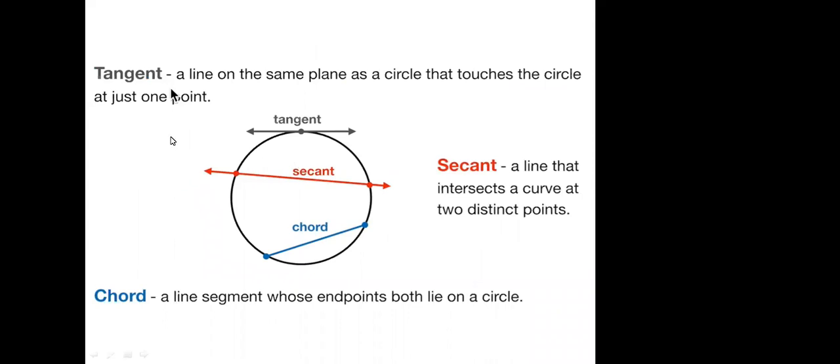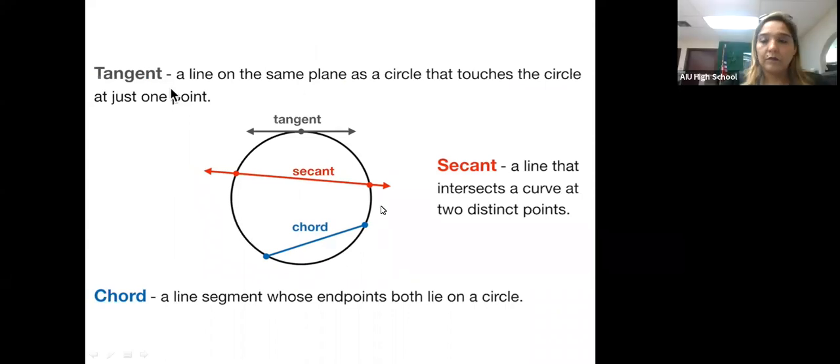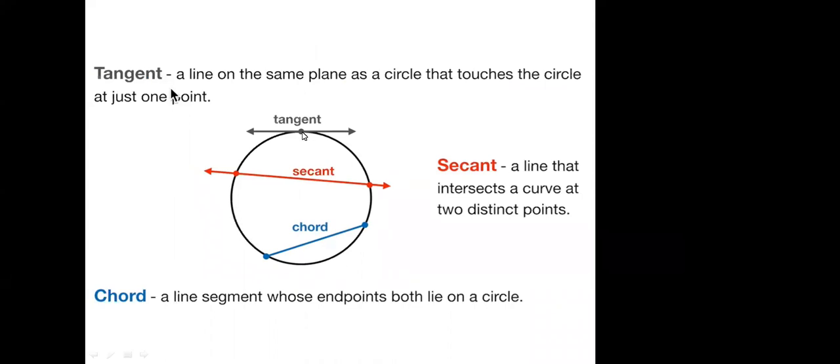Next, we have a tangent. A tangent is a line that is on the same plane as the circle and touches the circle in just one point. So it's like this. This is a tangent. It's a line that touches the circle in one point. It can be at any single point of the circle.